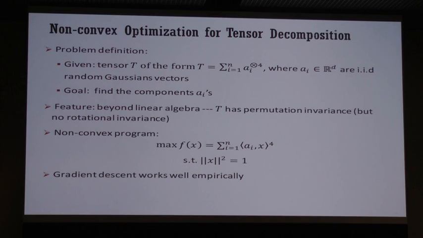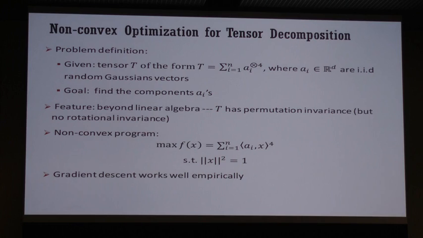Another technical motivation is that this problem has a feature I call beyond linear algebra, in the sense that this tensor has permutation invariance, meaning you can permute all of these components and make the tensor exactly the same. However, if you rotate all of these components, the tensor will change. This is a common feature with neural networks, where you can take a hidden layer and permute its nodes, and in terms of input and output behavior, the neural network will remain the same. But you cannot rotate one layer and rotate it back from the other layer.